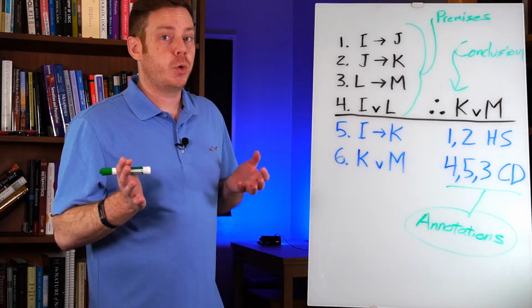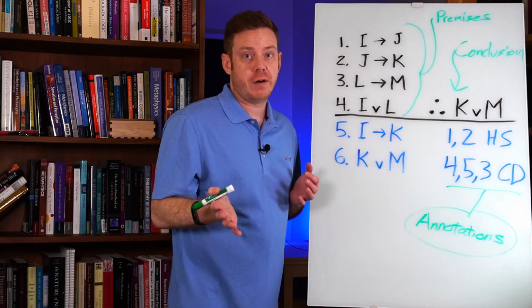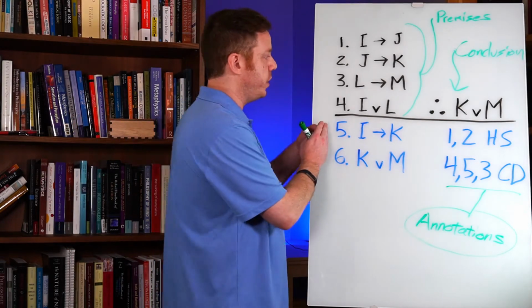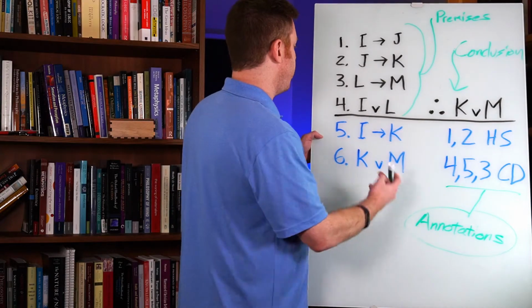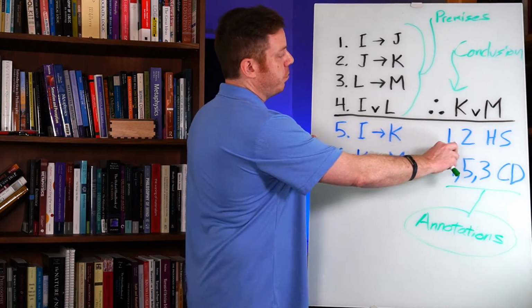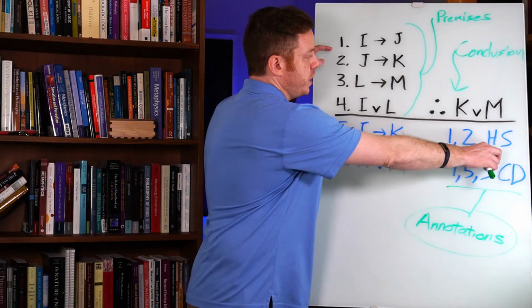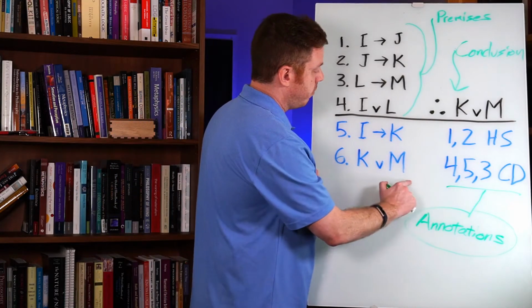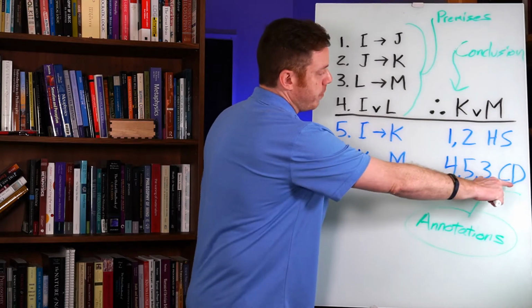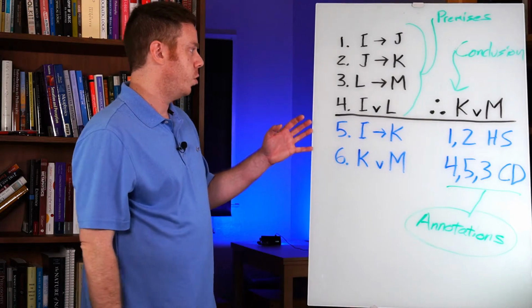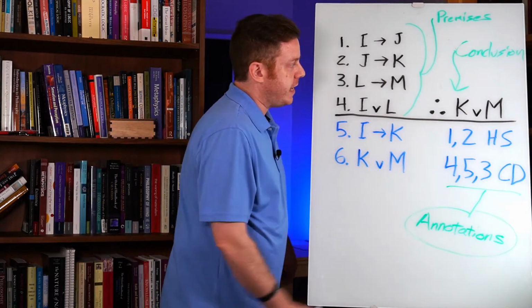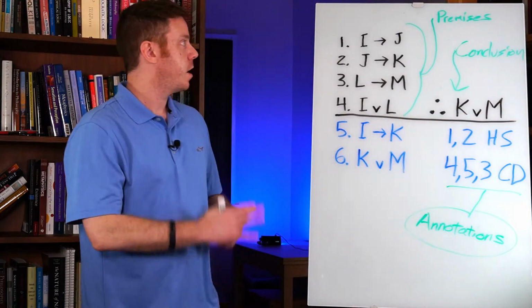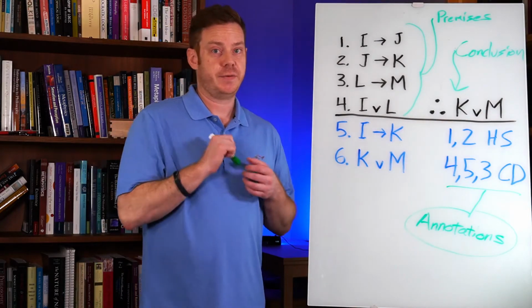We'll go through how to do this in more detail in a moment, but I just want to show you this completed proof. We can see that line 5 came from lines 1 and 2 using the rule HS, hypothetical syllogism. Line 6 came from these line numbers with that rule. And since the last line is the conclusion, this proof is complete.